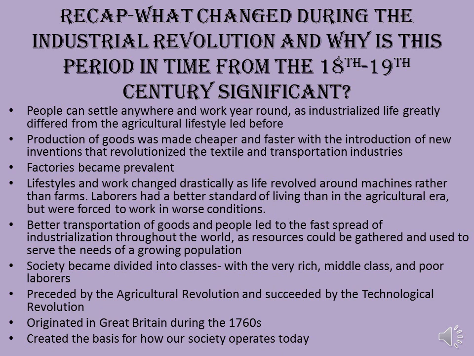Lifestyles and work changed drastically as life began to revolve around machines rather than farms. Laborers had a better standard of living than in the agricultural area, but were forced to work in worse conditions. Better transportation of goods and people led to the fast spread of industrialization throughout the world, as resources could be gathered and used to serve the needs of a growing population. Society became divided into classes, with the very rich, middle class, and poor laborers. As fuel and clothing were industrialized, they became more affordable. Industrialization had many positive effects on society and made a lasting impact. The Industrial Revolution created the basis for how our society operates today and led to the technological revolution.